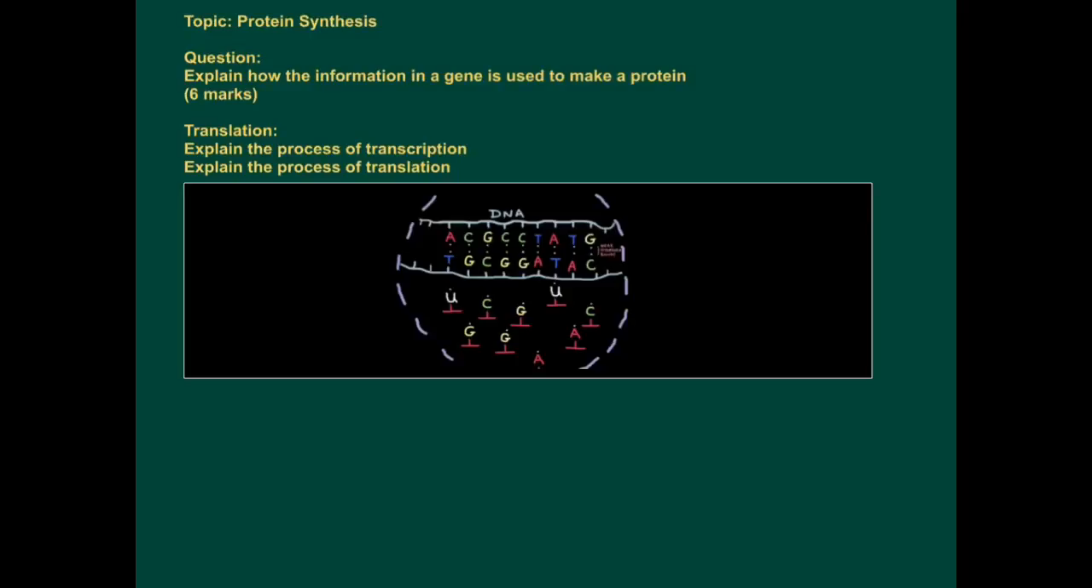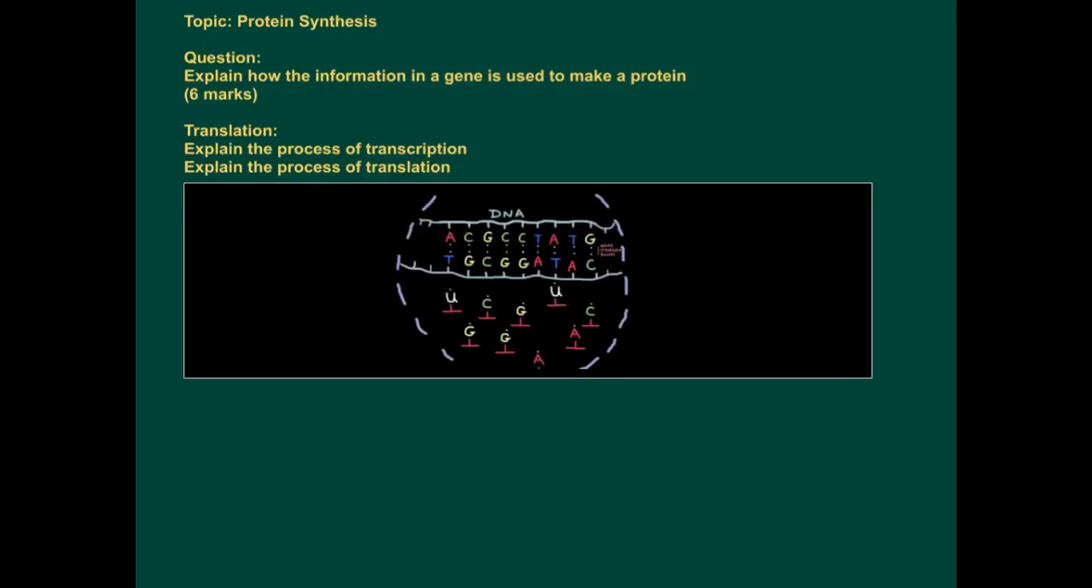This is an exam application tutorial on the topic of protein synthesis. The question is, explain how the information in a gene is used to make a protein. Quite simply, this could be translated as explain the process of protein synthesis, which is effectively what this is asking. That can be subdivided into two questions, each worth about 3 marks. Explain the process of transcription, the first stage of protein synthesis, and explain the process of translation, the last stage of protein synthesis.